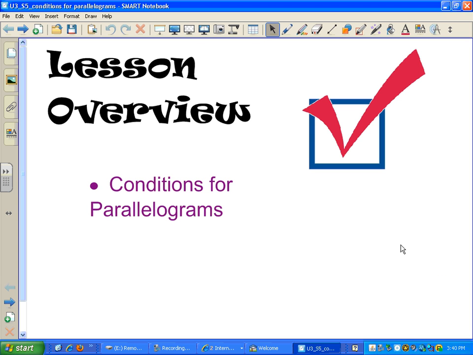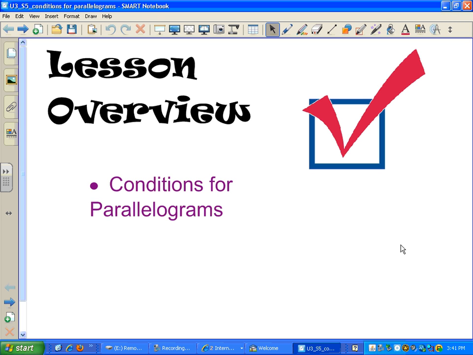In this video, we're going to take a look at conditions for parallelograms. What we've already explored are the properties of a parallelogram, meaning we are told that a quadrilateral is a parallelogram. And because it's a parallelogram, we know opposite sides are congruent, opposite angles are congruent, and etc.